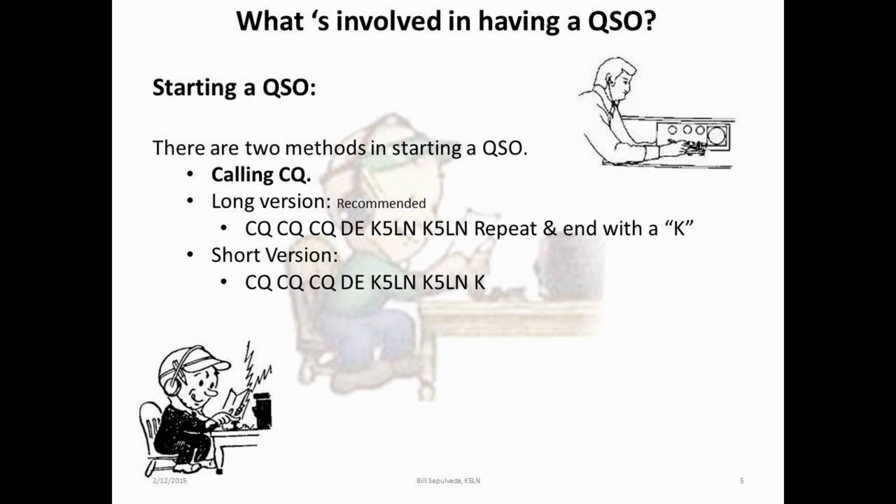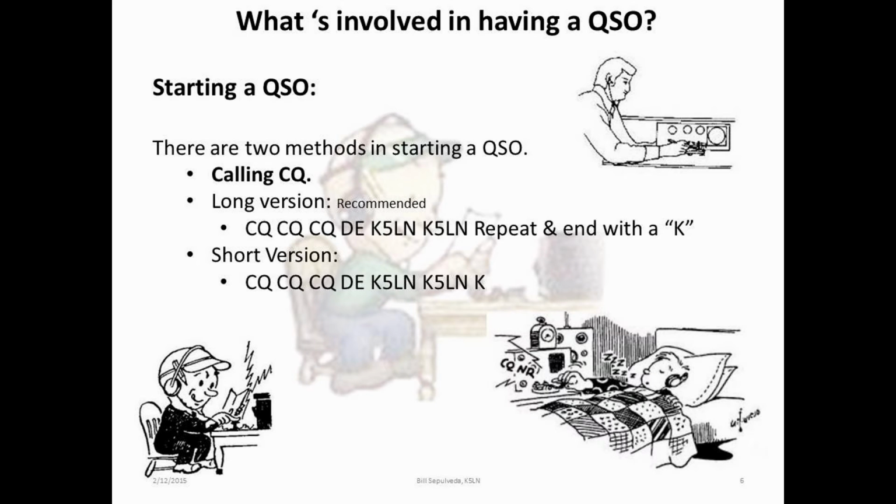Now to the short version, where you call CQ 3 times, followed by the DE and your call twice, and followed by a K. Then pause about 7 seconds to give another station time to respond. Keep doing this until you can do it in your sleep and with no mistakes. You can do this to practice your sending, but I prefer the long version myself.